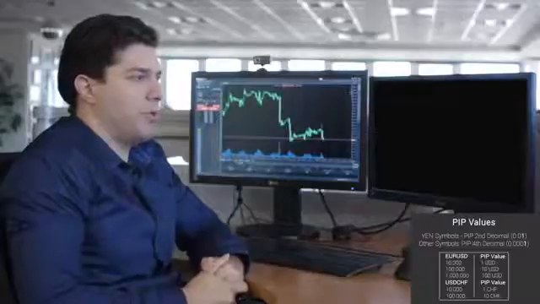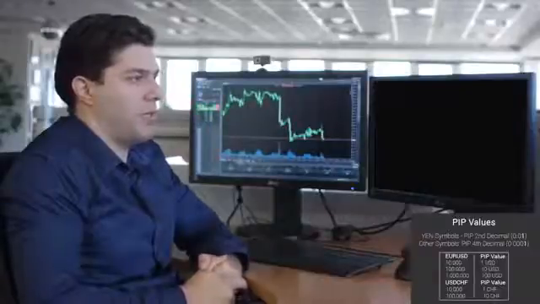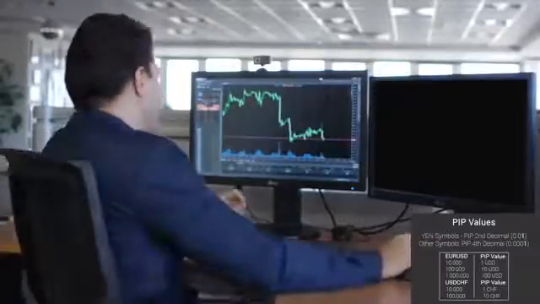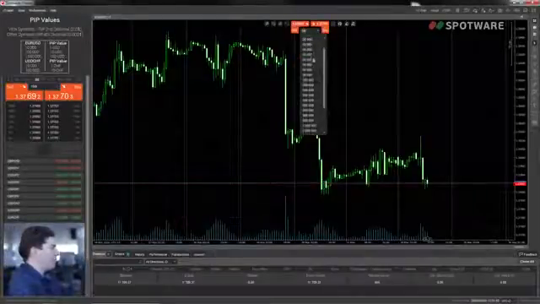So let's go to cTrader, where I'm going to show you using an example exactly what I meant by a pip. So let's create a new order here with 100,000.